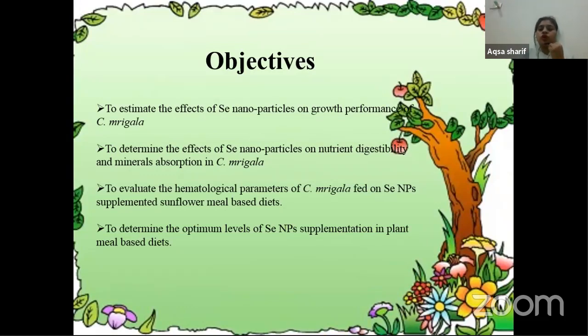Then what were the objectives? My research objectives were to estimate the effect of selenium nanoparticles on growth performance of Cirrhinus mrigala, then to determine the effect of these particles on the nutrient digestibility of Cirrhinus mrigala, and the third, to determine the hematological parameters, that is, the hematology related to blood parameters, and last but not least, to determine the optimum level of selenium nanoparticle supplementation in plant meal based diets.